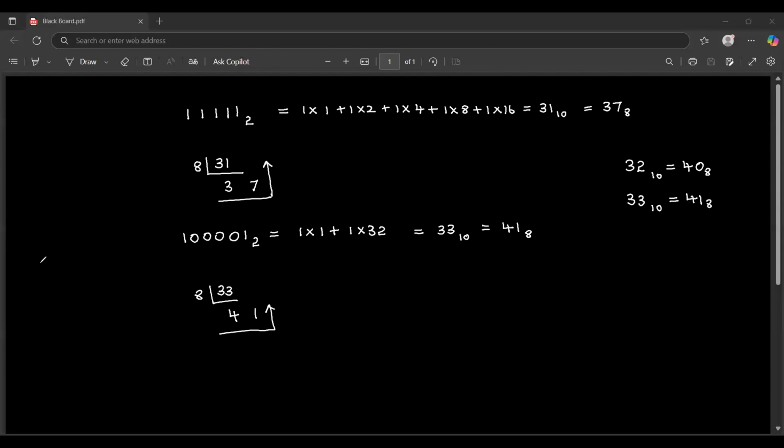Okay, so now we are going to do the vice versa. What is vice versa? We are going to convert from octal to binary. Okay, when we are converting octal to binary, we do the same process but in reverse direction.